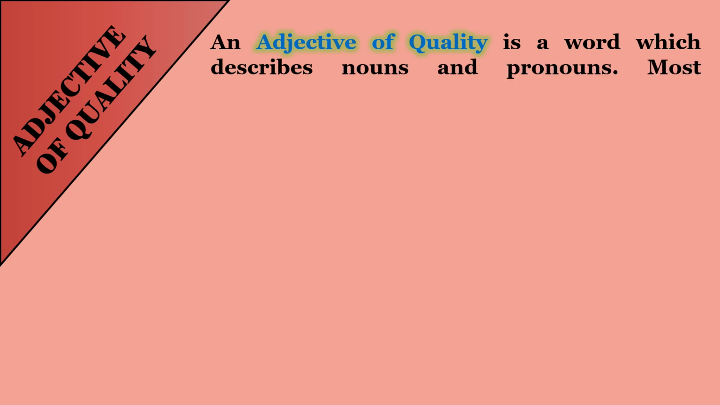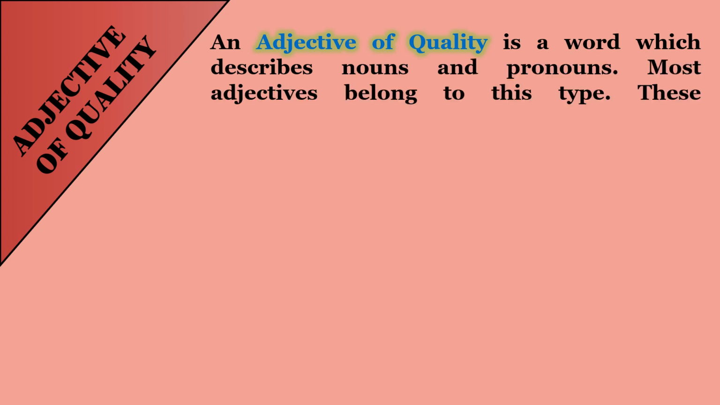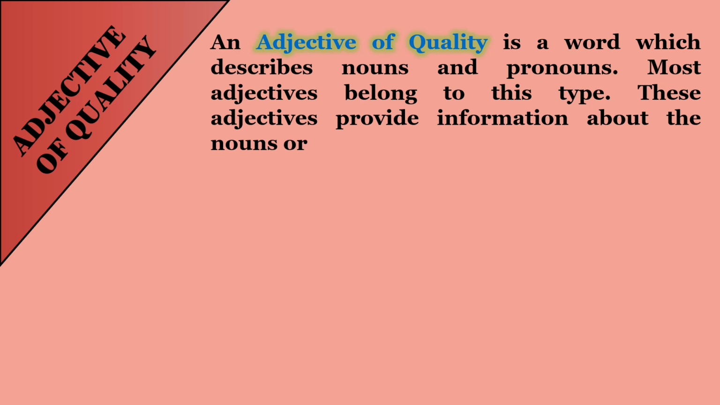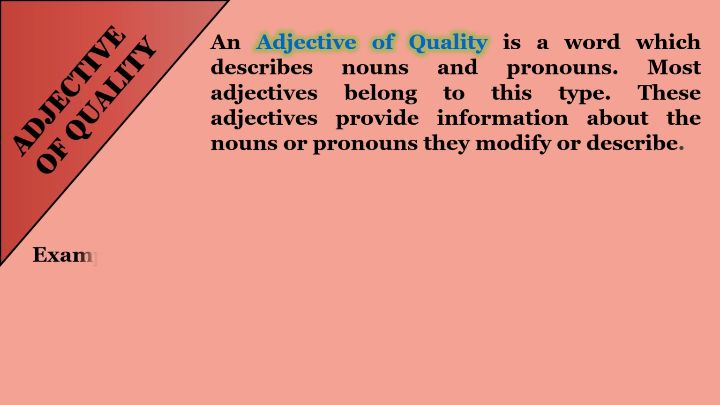Adjective of quality. Now, it is a word which describes nouns and pronouns, and most adjectives belong to this type. They provide information about the nouns and pronouns that they modify or describe. For example, it was a hungry cat. So they tell you the quality of that cat. What type of cat? Hungry cat.